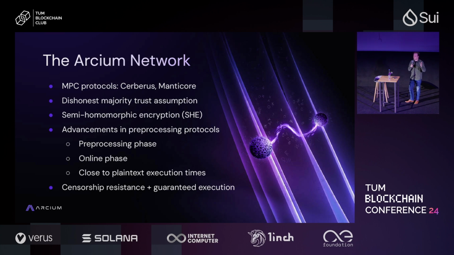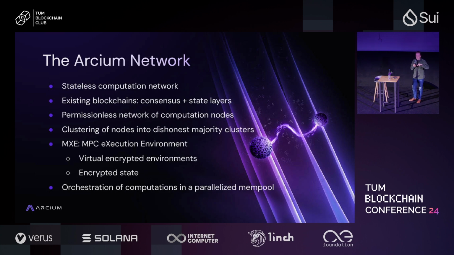We extend, for example, our Cerberus protocol with some cryptographic cheater identification protocol, and the way that looks like is that with Archium we have a stateless computational network. It's a network that doesn't maintain any single shared state. It just runs confidential computations. And we additionally leverage existing blockchain networks for consensus and state management.